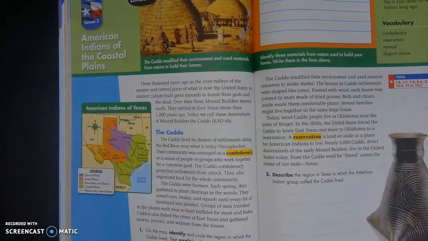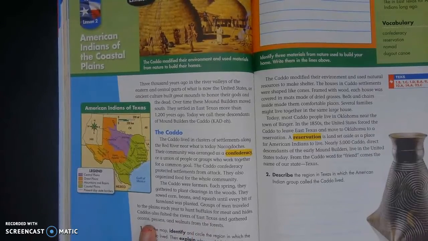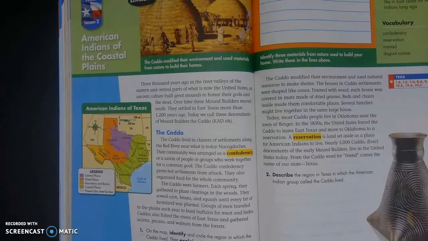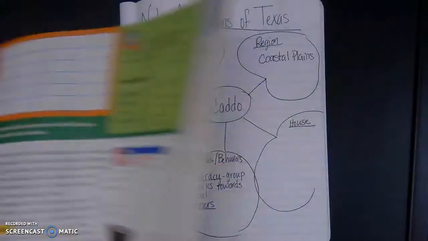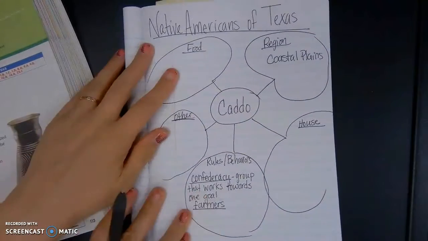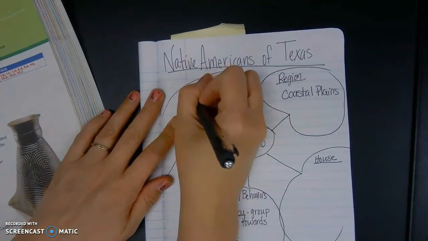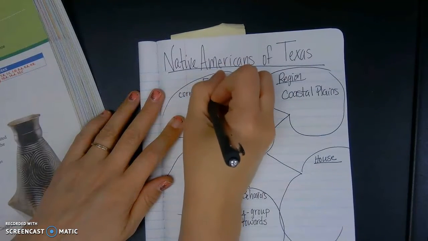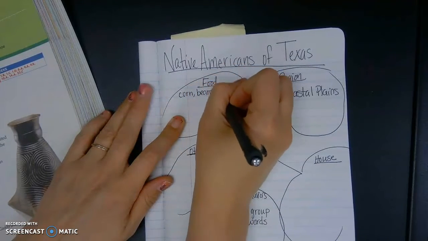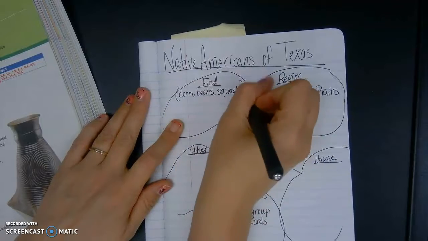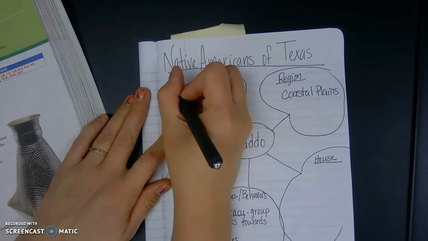Groups of men traveled to the plains each year to hunt buffaloes for meat and hides. The Caddo also fished the rivers of East Texas and gathered acorns, pecans, and walnuts from the forest. Dude, that's a lot of good information. So let's go ahead and put that up in the food. Okay, so they had corn, beans, squash. Remember, these are the three sisters.